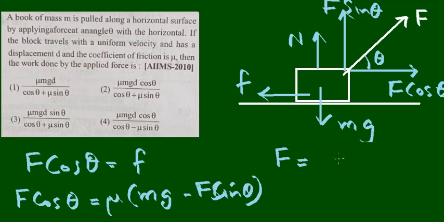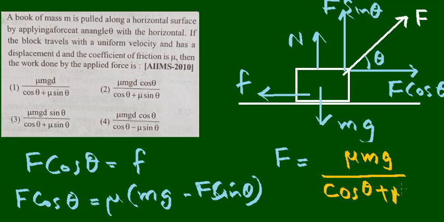By rearranging, you will get the force as mu mg divided by cos theta plus mu sin theta. This is the applied force. So the applied force in terms of the friction coefficient and angle is mu mg by cos theta plus mu sin theta.